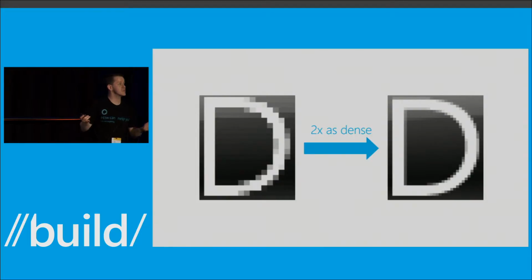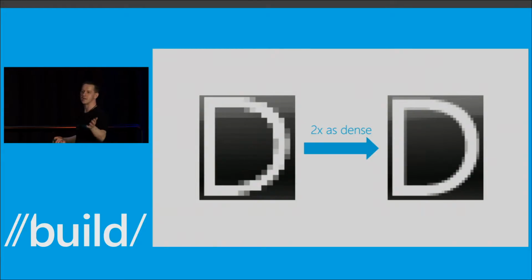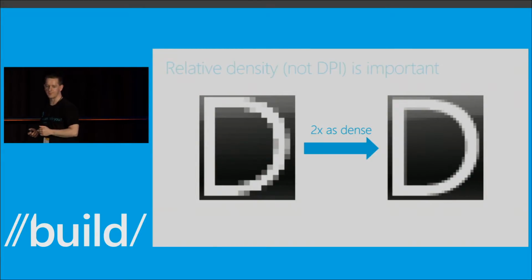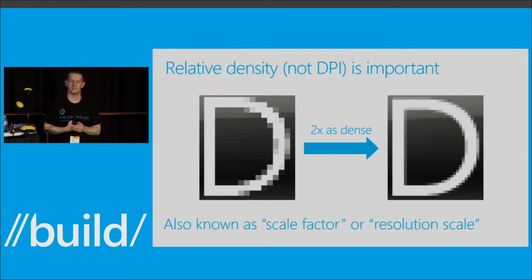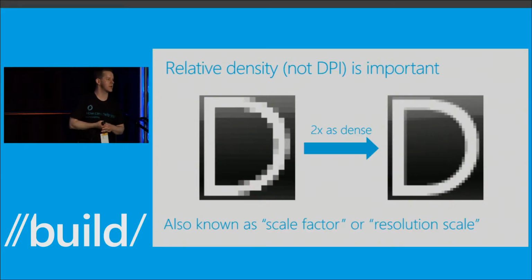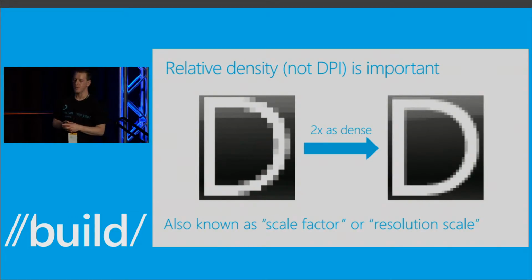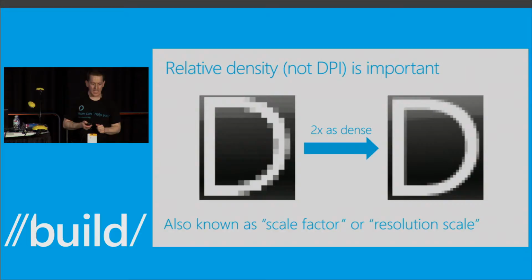But again, I haven't told you what the densities of these two screens are. I just told you that one was twice that of the other. So it could be 50 and 100. It could be 150 and 300. We don't really care, right? And that's because it's really the relative density between screens rather than their absolute density that matters. And this relative density we also might hear called scale factor or resolution scale, two terms that are used for this particular thing, particularly in Windows. And again, I still haven't told you what the DPI is.